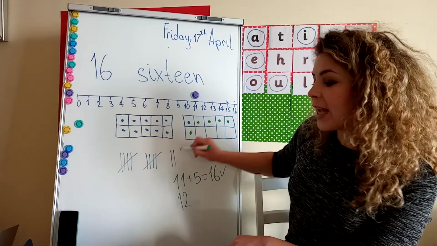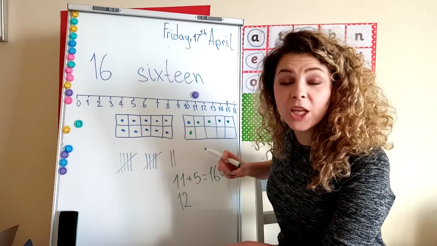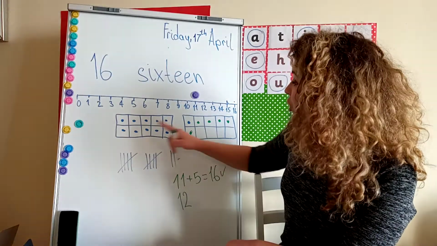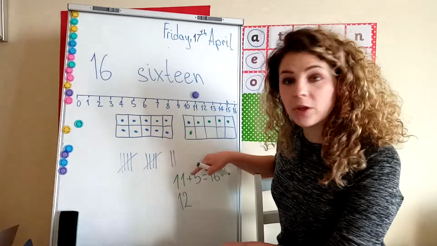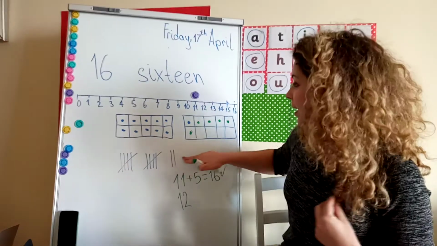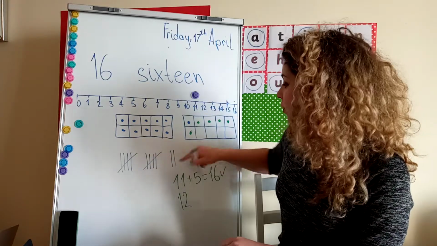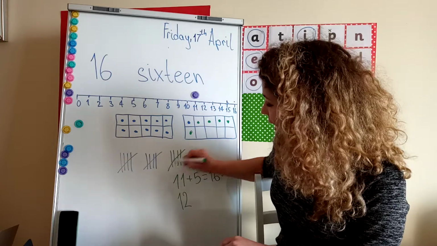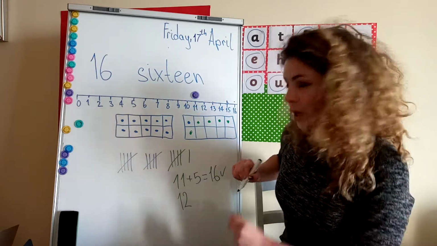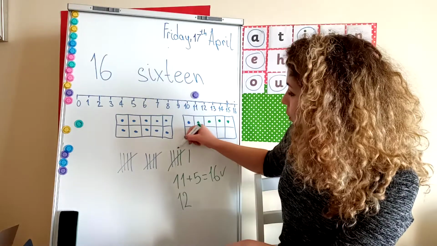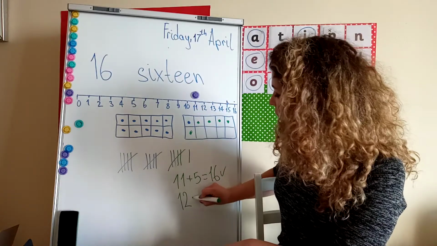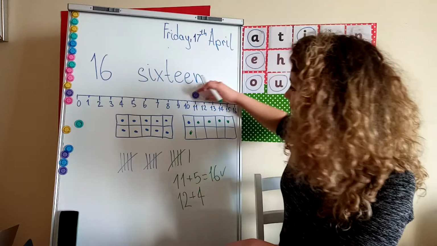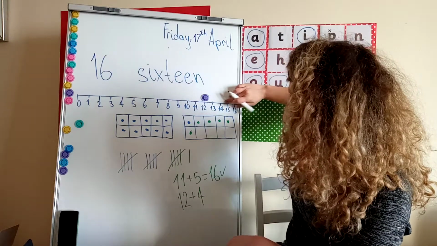And let's see how many more pieces we need to add to get to 16. Okay, so we are at 12, and just like I did counting on here, I'm going to do counting on here as well. So I'm at 12, after 12 goes 13. So 12, 13, 14, 15, 16. Okay, so let's see how many I added. 1, 2, 3, 4. So it says 12 plus 4. Let's see if that is 16.